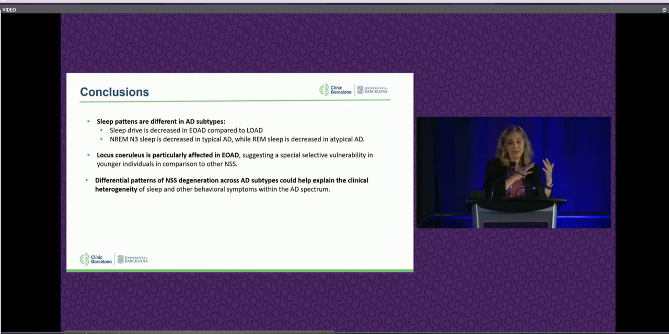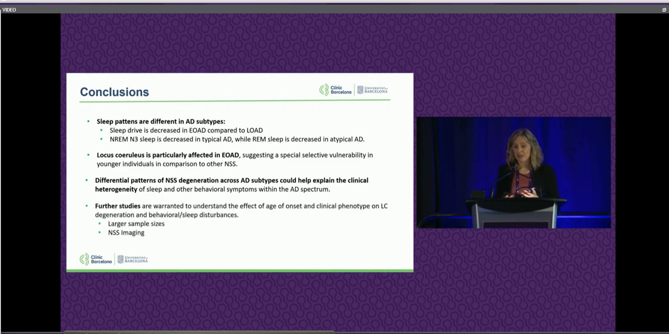And in addition, we have prior studies showing that not only the age of onset, but also the AD phenotype may vary the sleep architecture importantly. The locus coeruleus is particularly affected in early onset AD, suggesting this special selective vulnerability. And this may have an impact on all of the symptoms, neuropsychiatric and sleep symptoms, that we were mentioning.